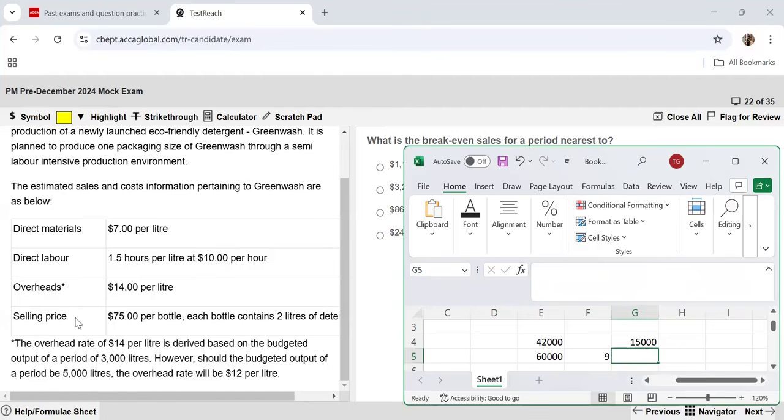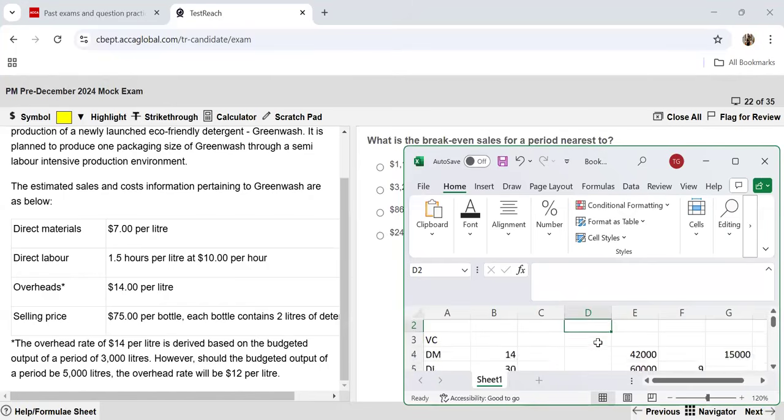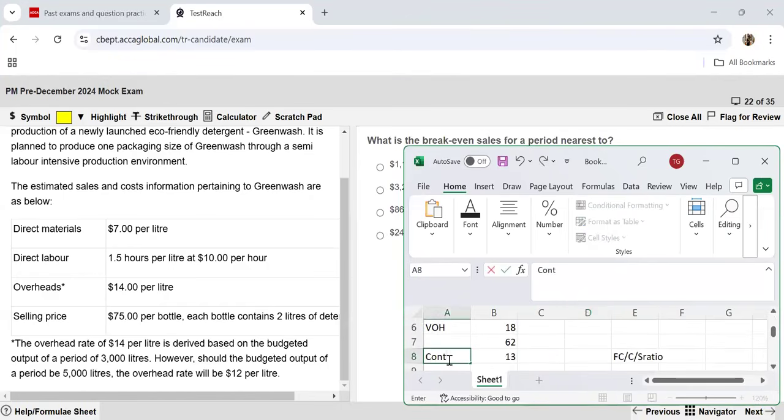This needs to be divided by the CS ratio. Sales we have already calculated. Sales amount is 75. CS ratio is nothing but contribution divided by selling price. This is my contribution. Contribution I have calculated as 13. So my CS ratio will be 13, which is my contribution, divided by my sales, which is 75. So this is my CS ratio.